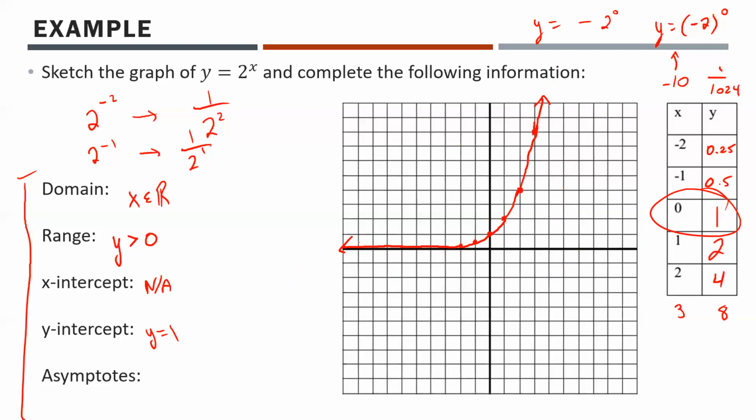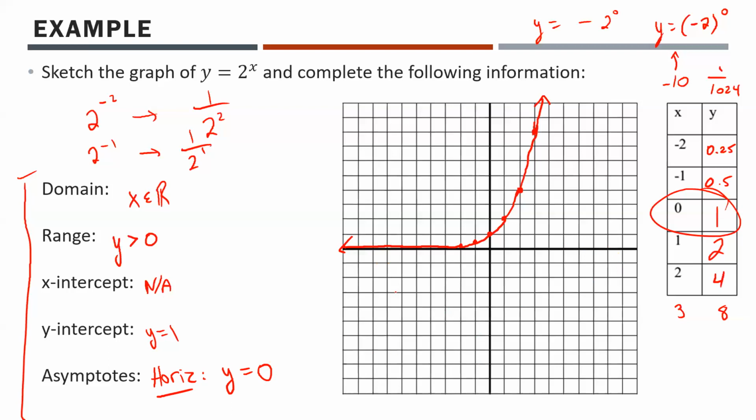Remember, you're not going to be able to touch your x-axis, and because of that, we can say that our asymptote, for horizontal at least, is going to be the line y equals 0. Now remember, y equals 0 is a horizontal line. Don't get confused with the fact that that's your x-axis. It is where y is equal to 0.